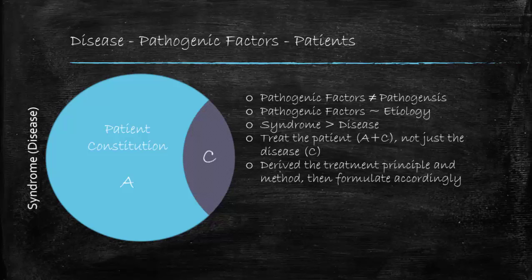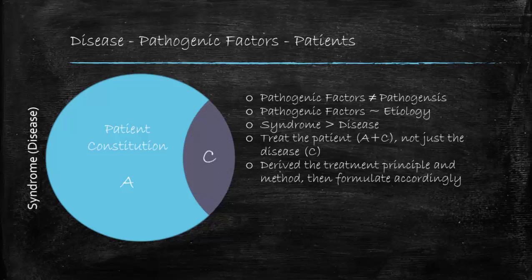includes the body's constitution. That body constitution may consist of certain deficiency or certain excess or certain other factors like heat, cold, right? Blood stasis, all that stuff I just mentioned. So pathogenesis certainly does not equate to pathogenic factor. Pathogenic factors could be etiology. I think they have a close relationship.